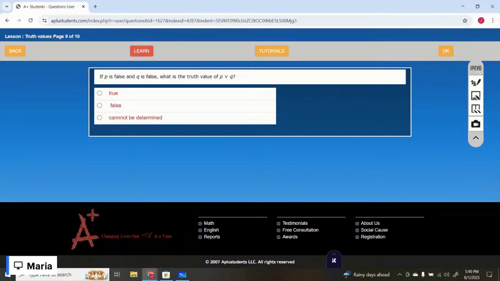If P is false, Q is false, what is the truth value of Q or Q? They both are false. Okay, you can complete the lesson by yourself later today.